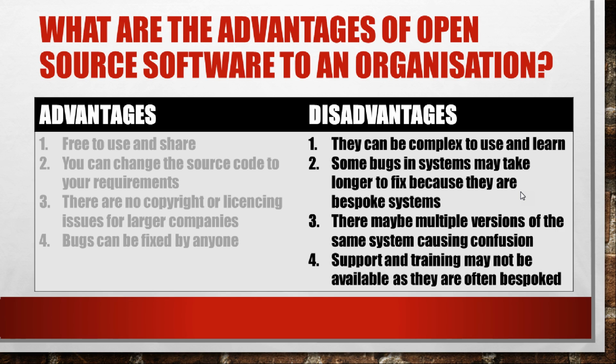Also, there may be multiple versions of the same system causing confusion. I certainly know for Python, I was downloading, that's open source software, Python and Linux. There's hundreds and hundreds of different versions, and it can be very confusing about which one to download. There's just not one for Windows 7 or whatever. There could be dozens. Also, you might not get support and training as well, because they're often so bespoke. Who's going to train you on it, because they don't know your system? So yes, it's good, there's lots of advantages, but disadvantages are these systems get changed and they get difficult to train on.